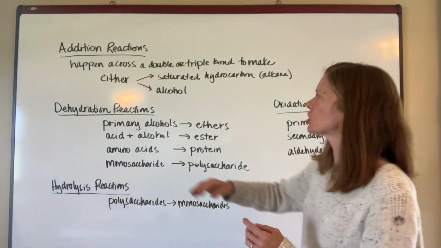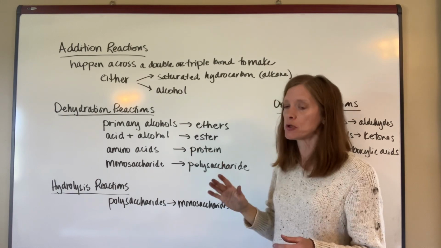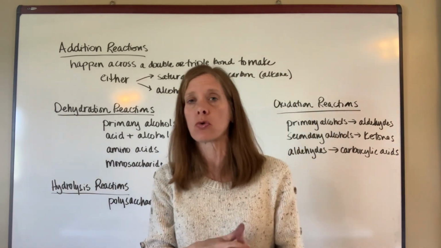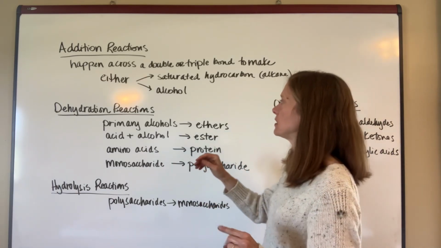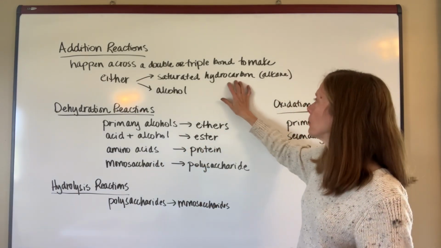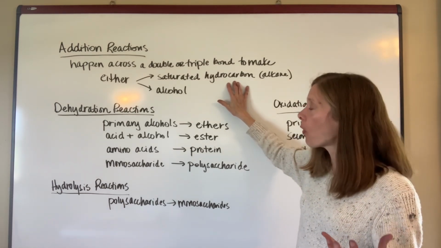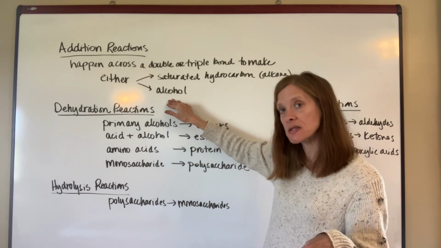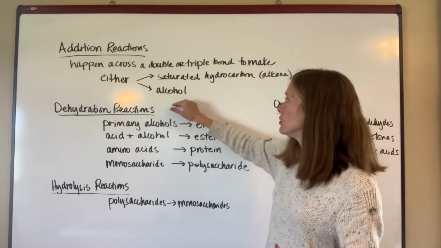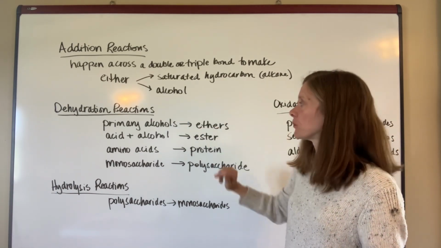We first started talking about an addition reaction. Addition reactions happen across either a double bond or a triple bond, and one of two things is going to happen. Either you're going to form a saturated hydrocarbon, a lot of times just an alkane, or you're going to form an alcohol, depending on what you're adding across that double bond. If you're adding hydrogen, you form the saturated hydrocarbon. If you're adding water, you form an alcohol.